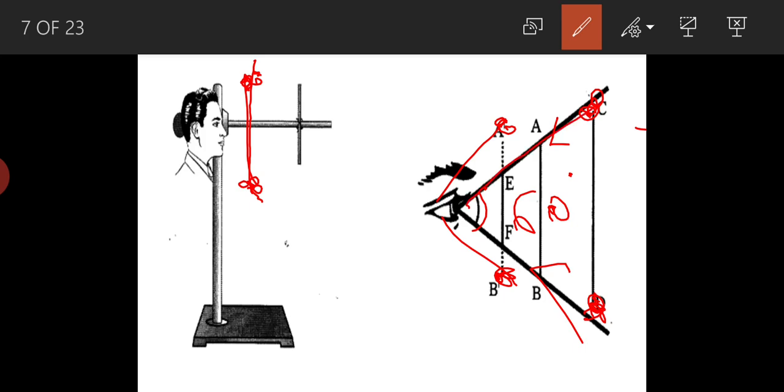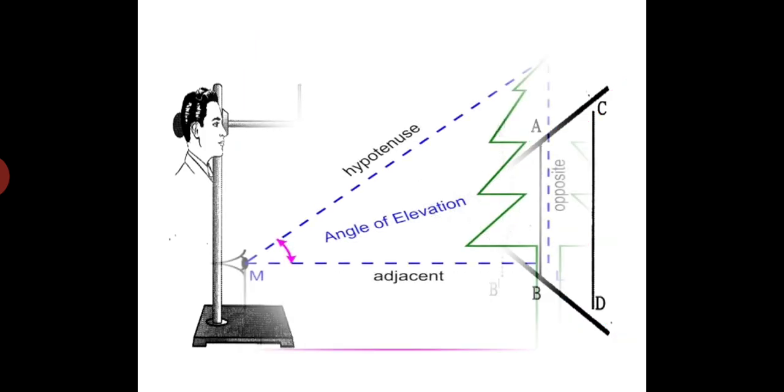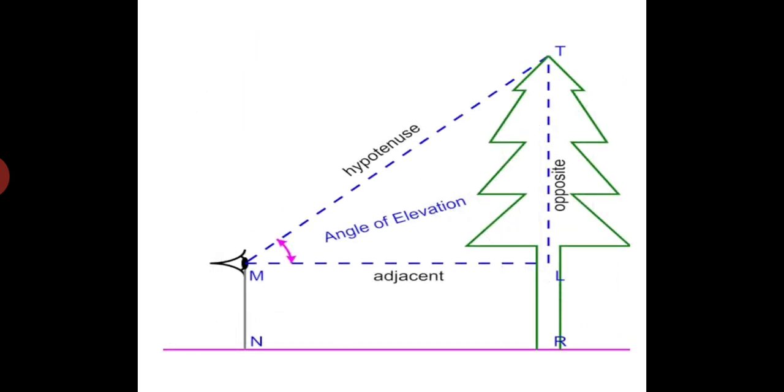So whatever object is present in this 60 degrees angle of view, only that object you can see. Beyond this 60 degrees angle of view, you cannot see the object. That is why this 60 degrees is called the angle of vision.